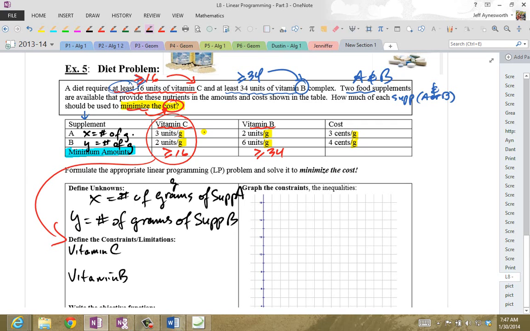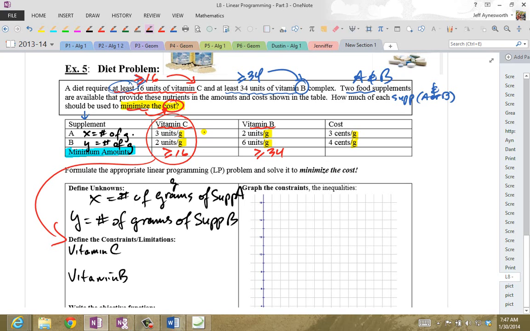For 4 grams of supplement A, how much vitamin C? 12. Very good. And aren't you multiplying? You went 2 times 3, and then 3 times 3, and 4 times 3. You're multiplying. We've done that in every single example. So to figure out how much vitamin C you get from supplement A, you take the quantity, 3 units here, and you multiply it by how many grams you have, in this case, x.